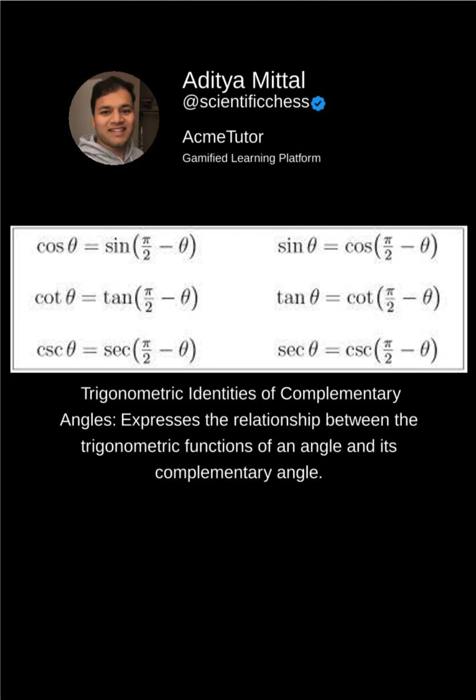Okay, so next we have the complementary angle case. So that's where you subtract theta from 90 degrees or from pi over 2 if you're doing it in radians. So here, sine of pi over 2 minus theta is cosine of theta, and cosine of pi over 2 minus theta is sine of theta. Similarly, cotangent and tangent are opposites, and cosecant and secant are opposites when it comes to complementary angles.